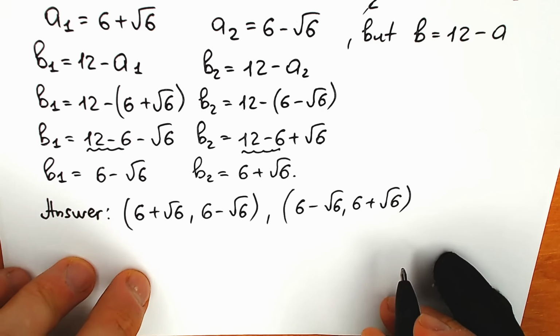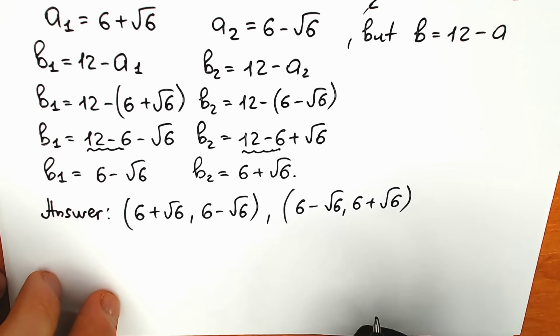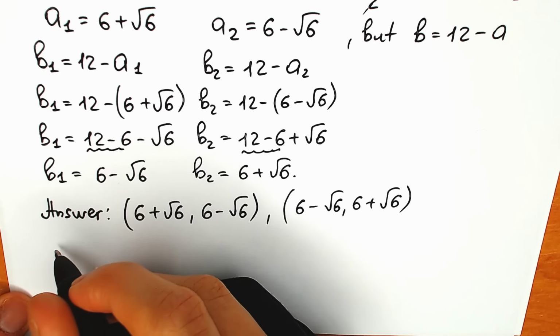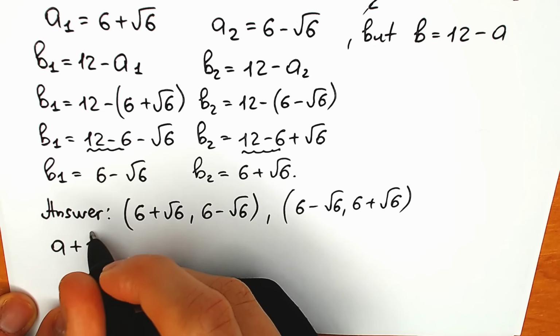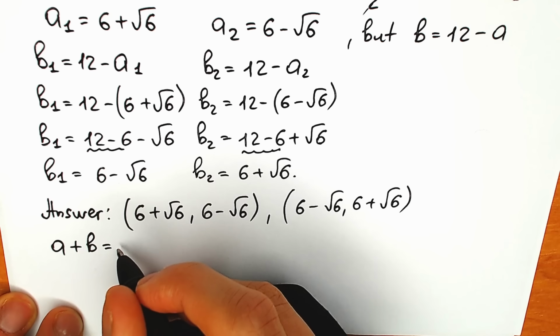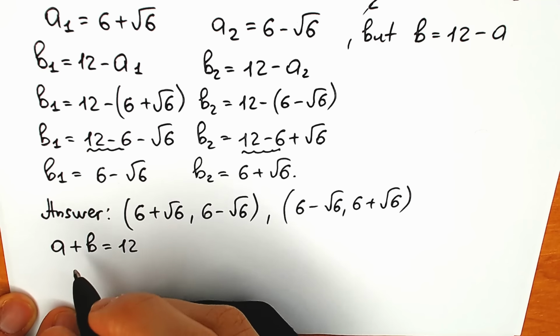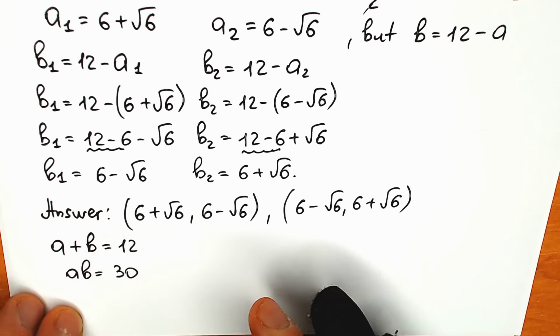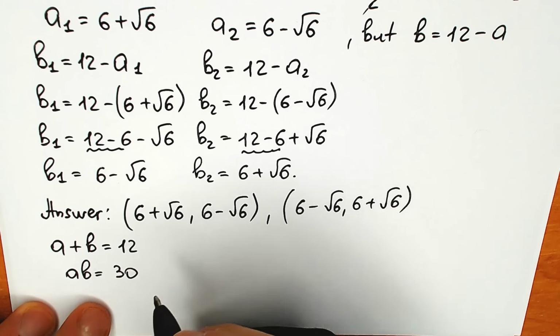So we have two pairs, and in the end let's check real quick our root. That's why I'm gonna write our question. So a plus b equal to 12 and a b equal to 30. This is our question from the beginning. Right now let's check real quick our, let's do it like a proof.